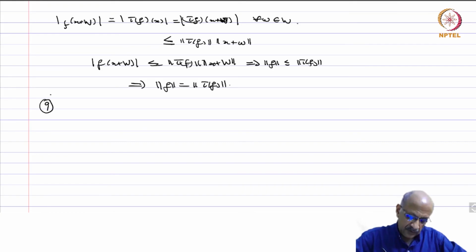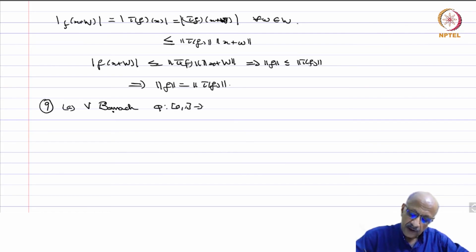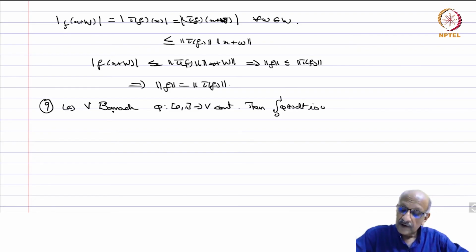So next, exercise A. This remark I should have already made, but anyway we'll do it as an exercise. So V is a normed linear space, or let us take Banach, because we know in that case it definitely exists, and phi from 0 1 to V continuous. Then we know that the integral exists. So then the integral from 0 to 1 of phi t dt is uniquely defined.